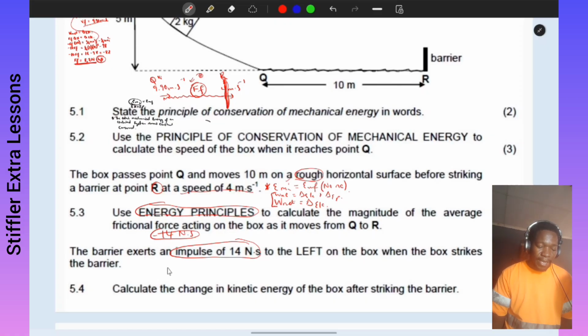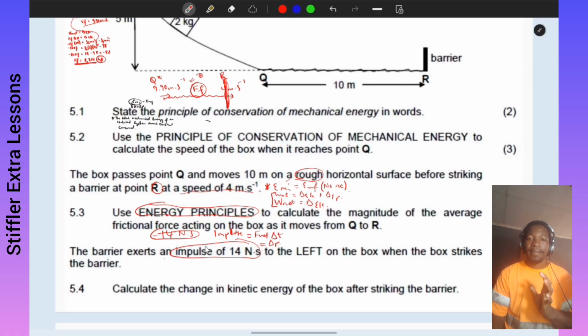So what is impulse? We know that impulse can be given by two things. Impulse is F net multiplied by the time, or we can also say that impulse is the same thing as change in momentum, right? So the question is, calculate the change in kinetic energy of the box after striking the barrier. Here we need to know the final velocity of this object after striking the barrier so that we can calculate the change in kinetic energy.